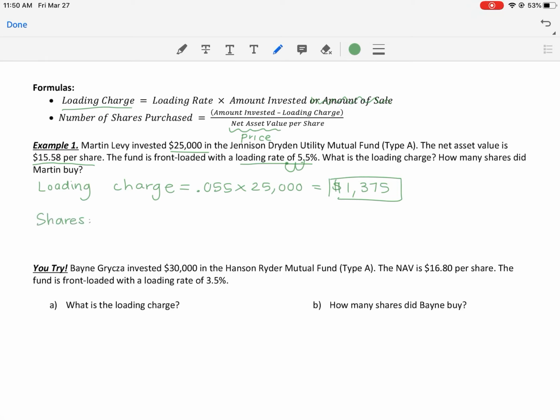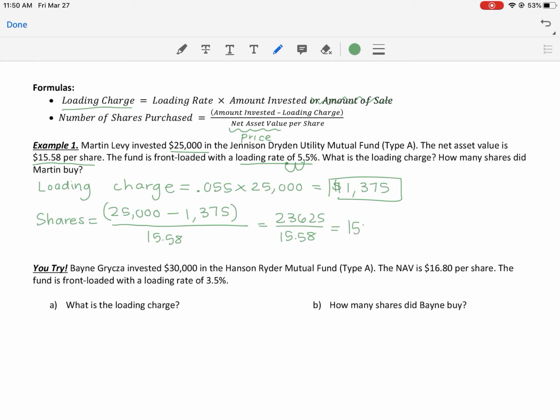Okay, so now let's look at the shares. How many shares did he buy? You can think about doing this in one or two steps. It's up to you. We're going to take the amount invested, which was $25,000, and subtract how much Martin ended up paying as a loading charge, the person who's managing that. Then we are going to divide it all by the price of the share, the net asset value, which is $15.58. You'll notice I have parentheses on the top. That's because you may want to start by just subtracting what you have on top there, so you get 23,625, and then divide by 15.58.